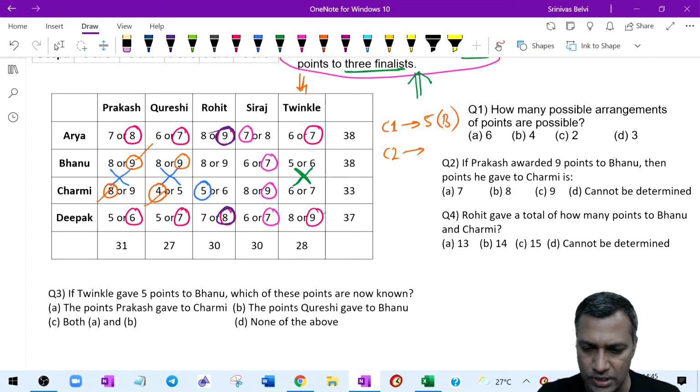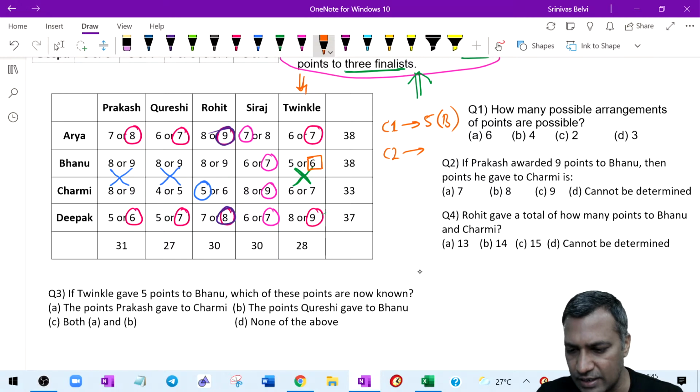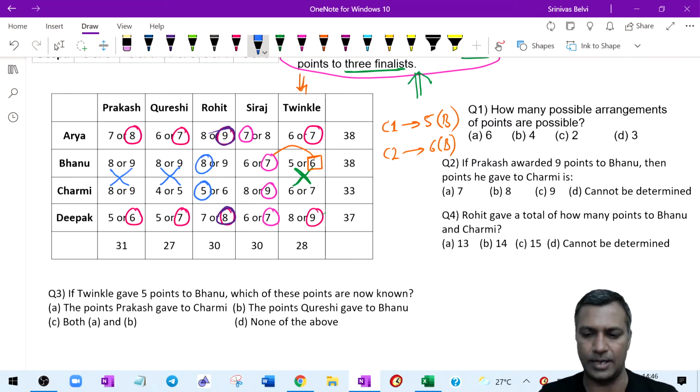Let me now come to the second case. What if Twinkle gives 6 points to Banu? That is the second case. I'm just telling one way of thinking here. Twinkle gave 6 points to Banu. I think there was another number which I erased. This is 8, right? Okay.